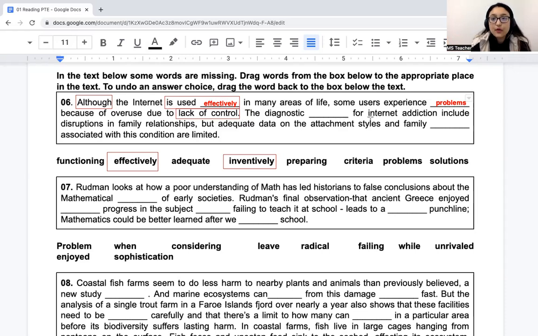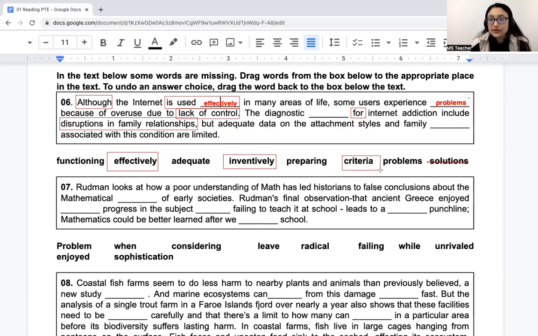The diagnostic dash for. Whenever you see prepositions, be very careful that the word has to match the prepositions as well. The diagnostic dash for internet addiction include, what does it include? It includes disruptions in family relationships. That means if somebody is addicted to the internet, they will face these issues. They will see disruptions in family relationships. So the diagnostic solution is not the right word. And also after solutions, the preposition would be to, solutions to.